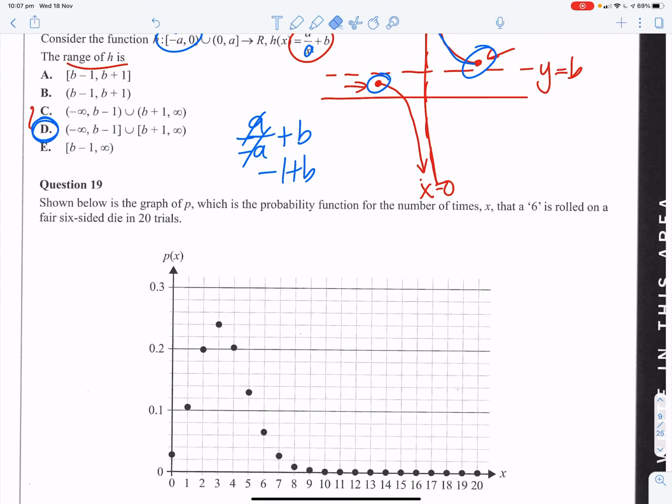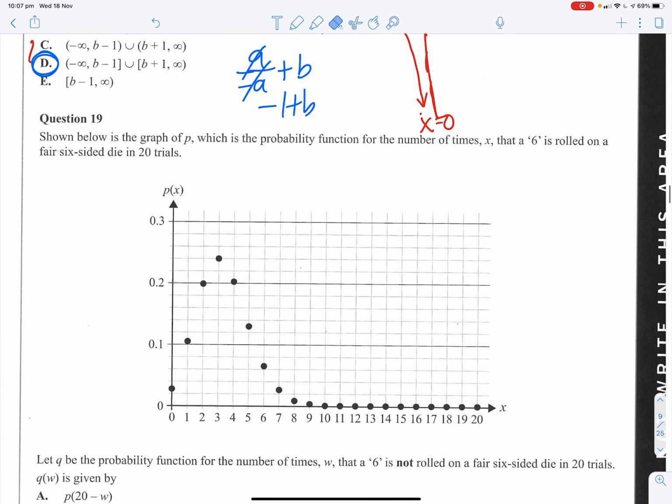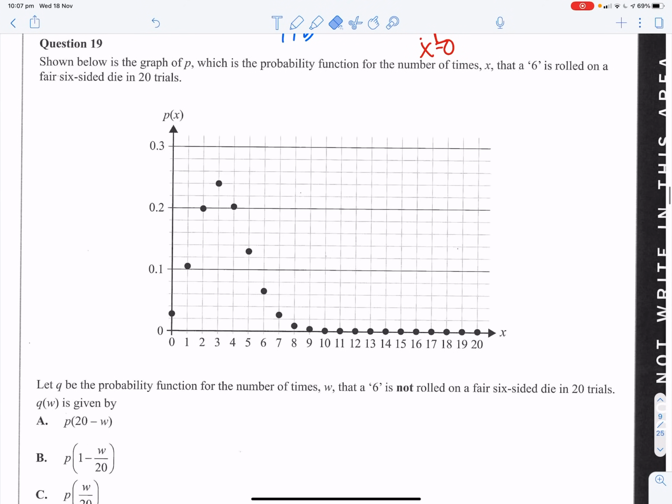Okay, shown below is the graph of p, which is the probability function for the number of times x that a 6 is rolled on a fair 6-sided dice in 20 rolls. So p is 20cx, success, which is a 6, to the power of x, failure to the power of 20 minus x.